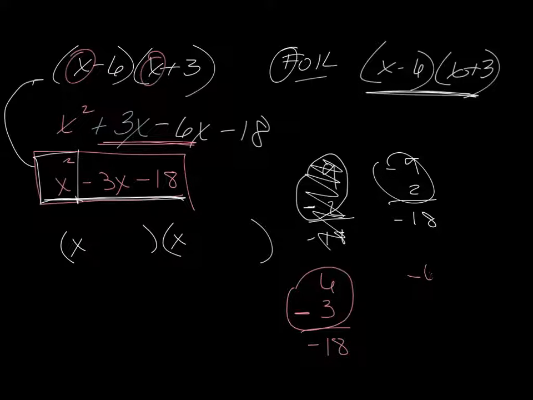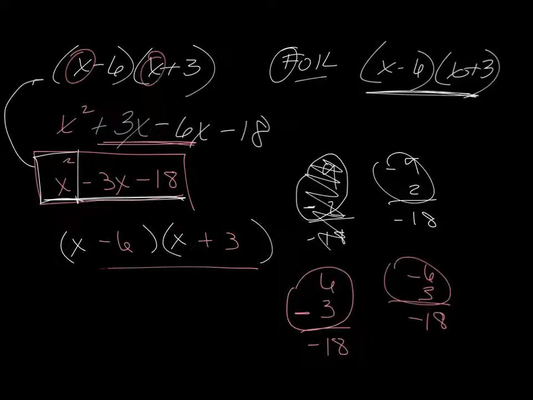So how about negative 6 times 3? That gives me negative 18, like I want. What's negative 6 plus 3? Negative 3. So it worked. Negative 6 times 3 is negative 18. Negative 6 plus 3 is negative 3. So that works. So I put one of the numbers here, doesn't matter which order, and one of the numbers here. And at that point, I'm done.